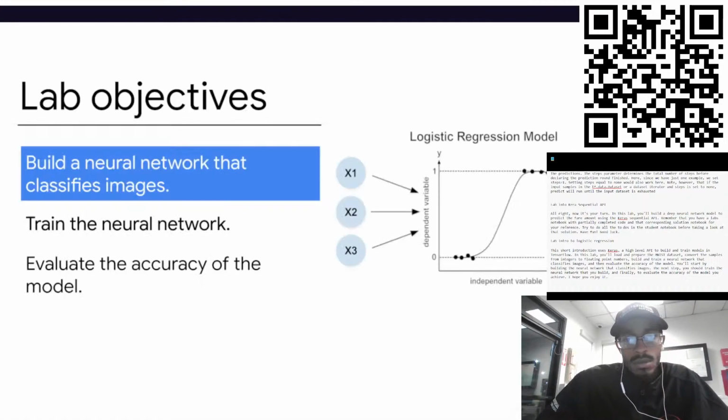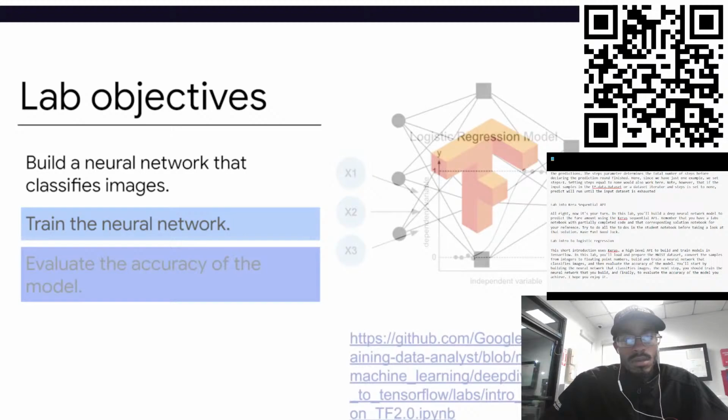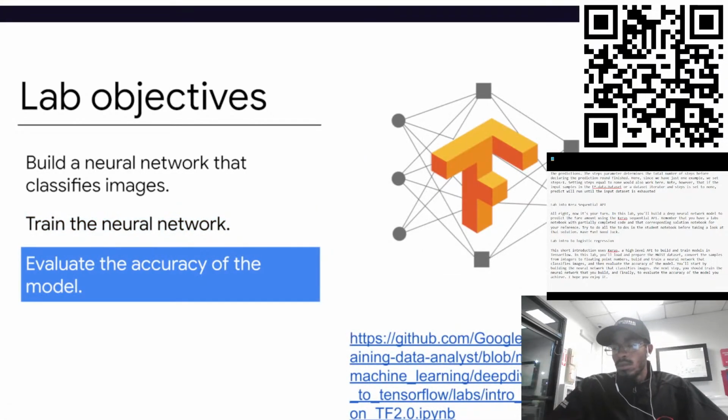You will start by building the neural network that classifies images. The next step is to train the neural network that you built, and finally to evaluate the accuracy of the model you achieve. I hope you enjoy it.